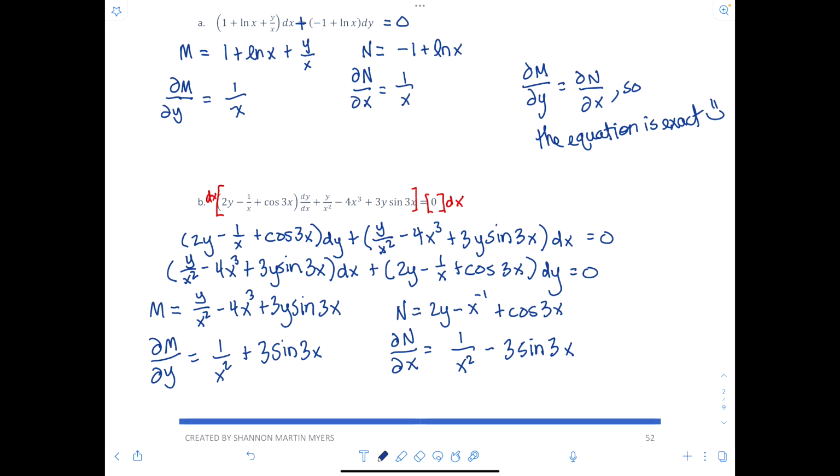And so we would say no, since dm dy is not equal to dn dx.